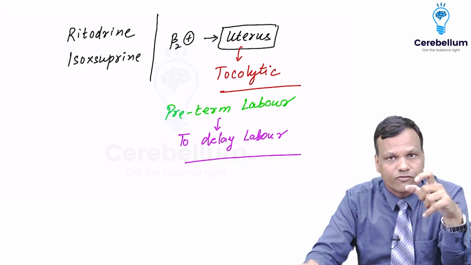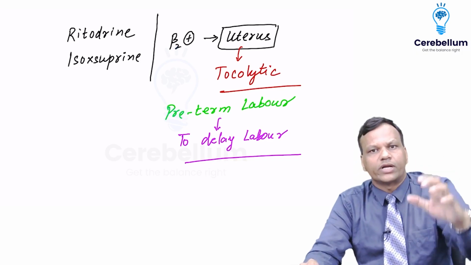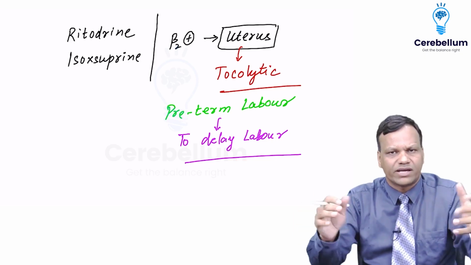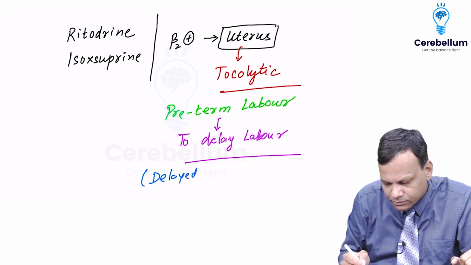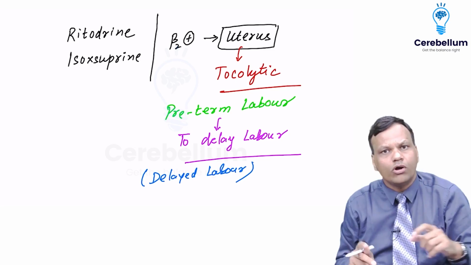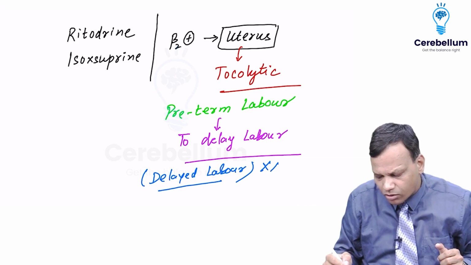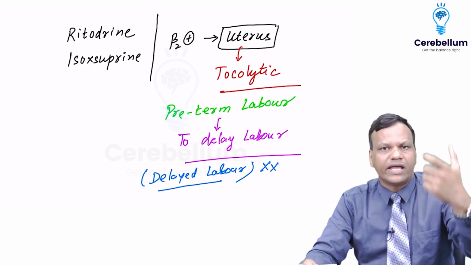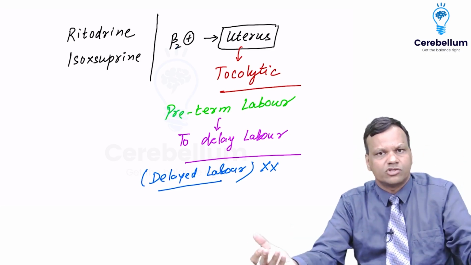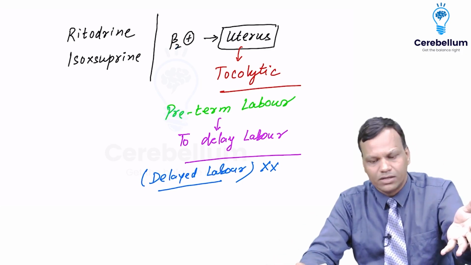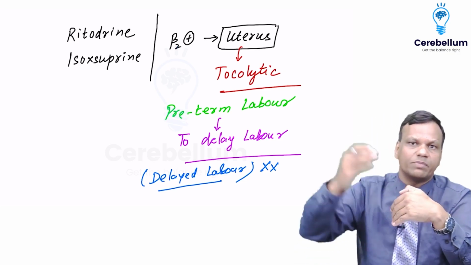Now read the question carefully. They ask the question, which of the following is not a use of ritodrine? Or which of the following is a use of ritodrine, something like that. In the options they will write delayed labor. So read carefully. They are used to delay labor. In delayed labor, they will rather be contraindicated. Delayed labor means already 9 months have passed. Already pregnancy is beyond 36 weeks, still no labor pains. So when there are no labor pains, we want to induce labor. So in delayed labor, they are not used. They are used to delay labor so that the labor pains come later on.